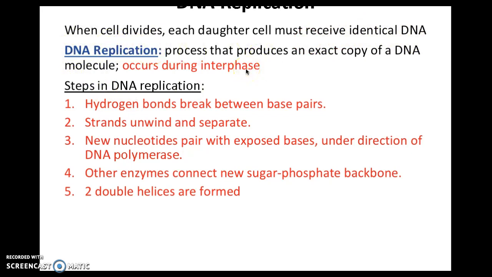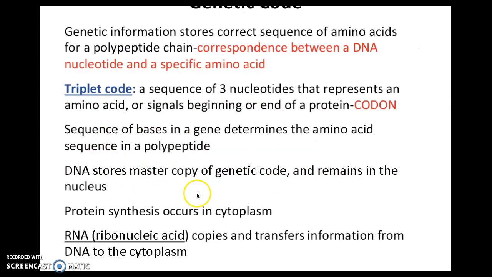It occurs during interphase, and the first thing that's going to happen is the hydrogen bonds are going to be broken in the middle. The strands are going to unwind and separate, and each side is going to get a corresponding new side, and in the end, you're going to form two new helices. So two double helix molecules are formed. Helices is the plural of helix.